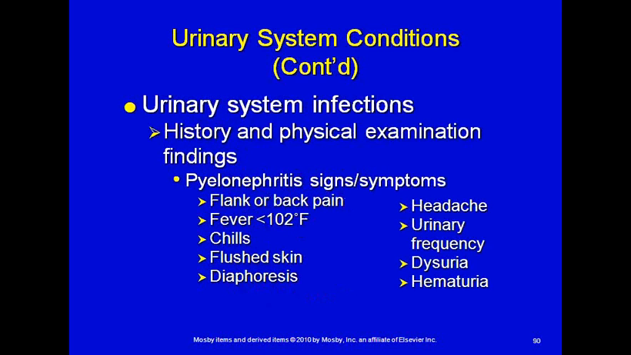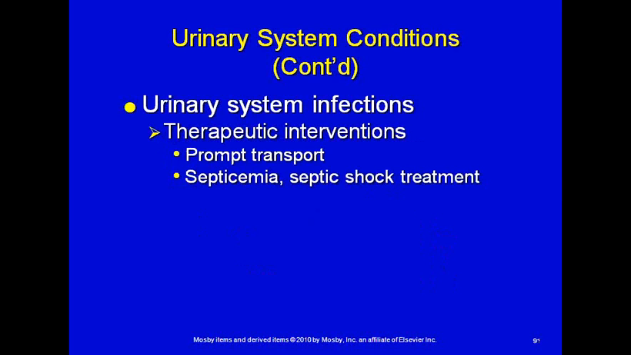Pyelonephritis, you have flank or back pain, high temps, chills, flushed skin, sweaty, headache, urinary frequency, difficulty urinating, and maybe even blood in the urine. Therapeutic interventions for urinary system infections include prompt transport and certainly look for, and if not, treat for septicemia or look for signs of septic shock, which in this case would be tachypnea, tachycardia, and an elevated temperature.